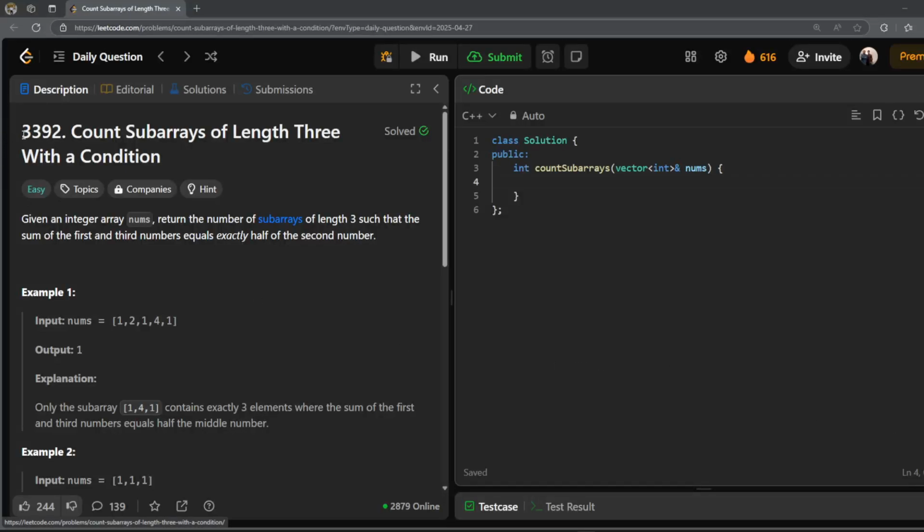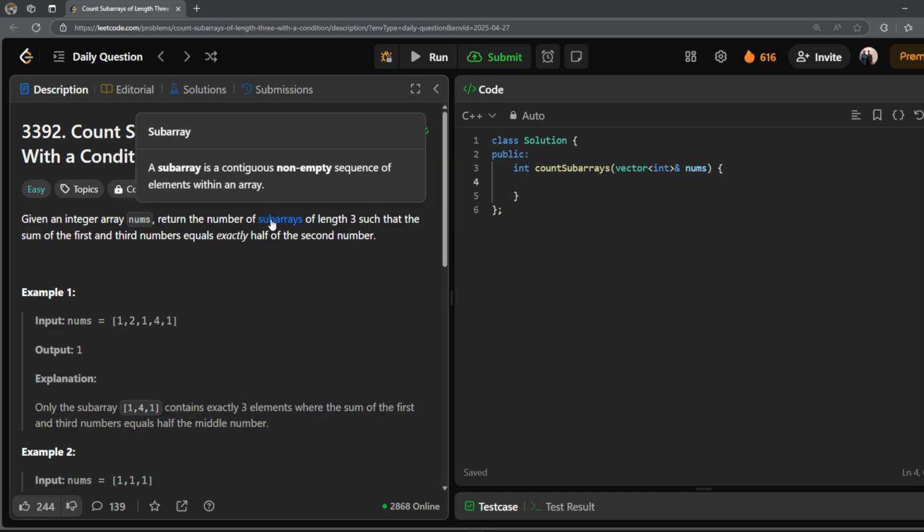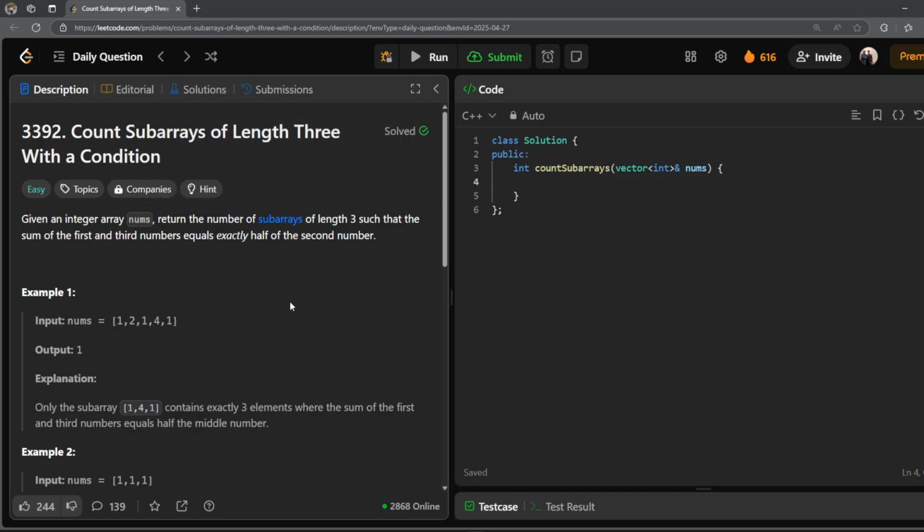We are doing Leetcode 3392, count subarrays of length 3 with a condition. Given an integer array nums, return the number of subarrays. A subarray is a contiguous non-empty sequence of elements. So continuous elements basically of length 3 such that the sum of the first and third numbers.